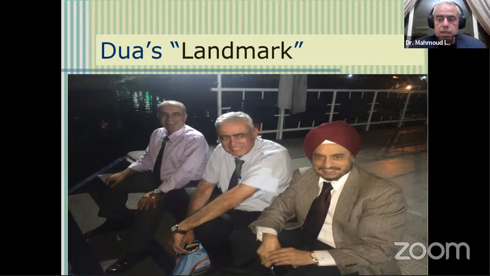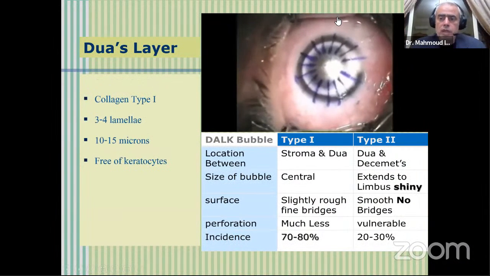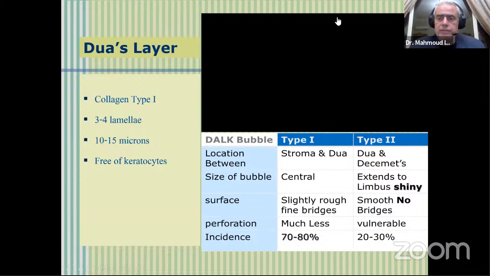Until Dua had made his landmark and defined the posterior lamellae of the stroma, a condensed layer that is now called the Dua layer. We met with Dua several times, and we faced the problem of having a case of bulk where we are not sure whether this is Descemet's membrane or not. I confess to Dua that I learned bulk from the original author who did it, Muhammad Anwar, and we never thought that there is another layer.